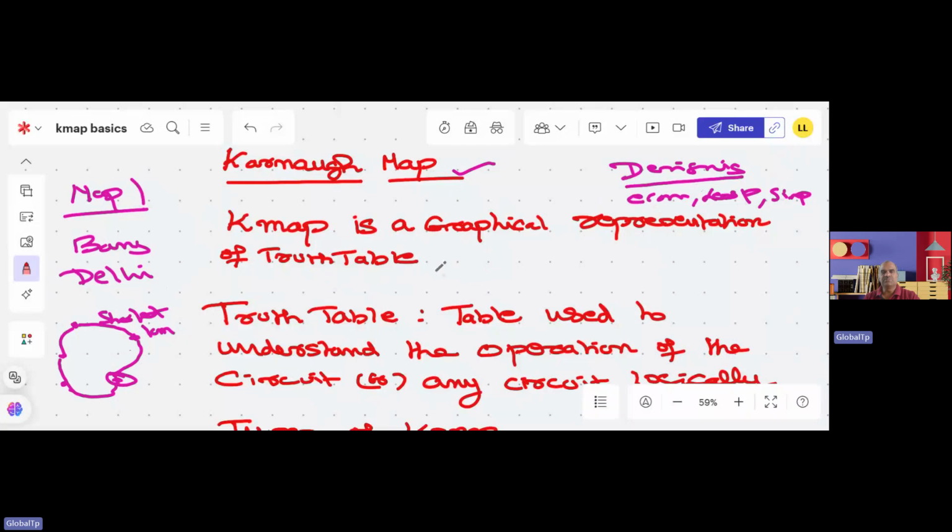So the Karnaugh map is nothing but a graphical representation of a truth table. A Karnaugh map is also a truth table.